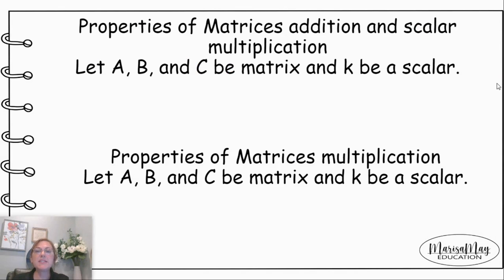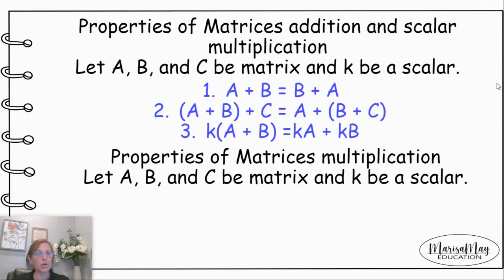All right, some things to know about addition and scalar multiplication is that you can change the order when you add. Pretty simple there on number 1. The number 2 says you can add them in different orders. If you want to add A and B for 2 matrices first, and then a third, that's okay. Or you could switch the order up. For the third one here, that K is just a number that's being distributed to the matrices, okay?